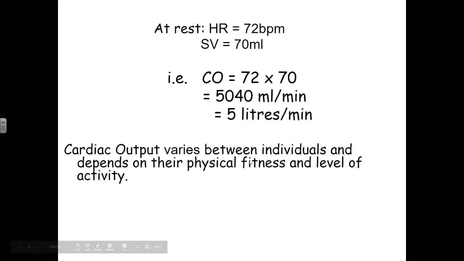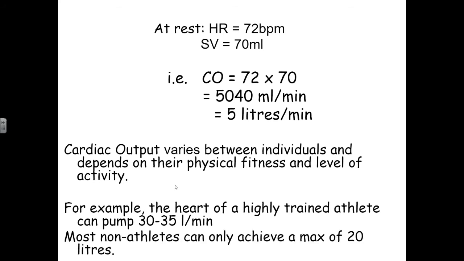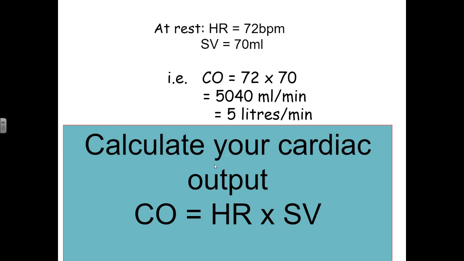The cardiac output varies between individuals and depends on your fitness and level of activity. For example, the heart of a highly trained athlete might be able to pump 30 to 35 litres a minute. It might not always mean increasing the heart rate, it might mean increasing the stroke volume though. Most non-athletes can only achieve a maximum of about 20 litres, which is still quite decent. See if you can calculate your cardiac output, assuming a 70 mil stroke volume.